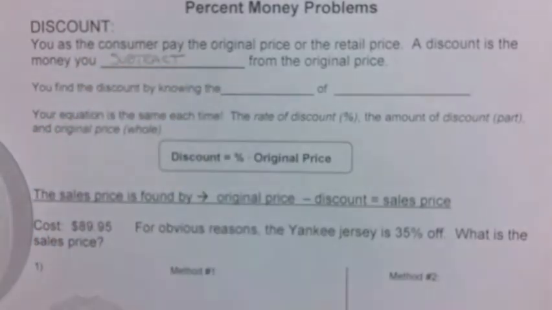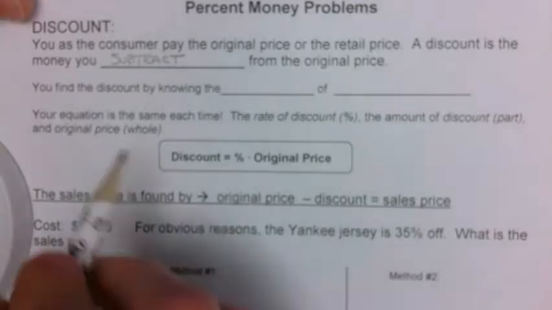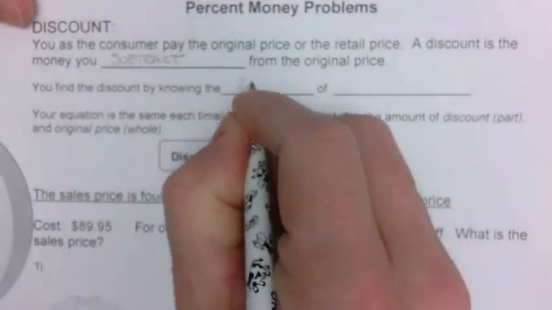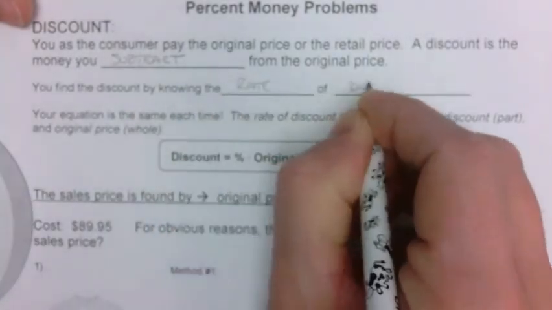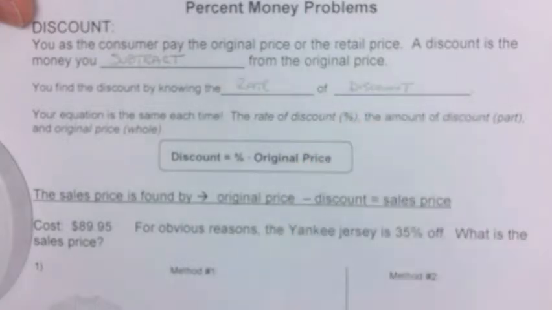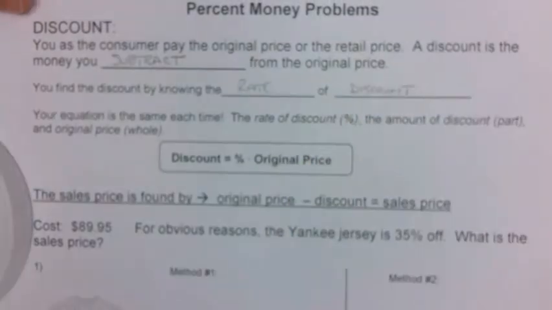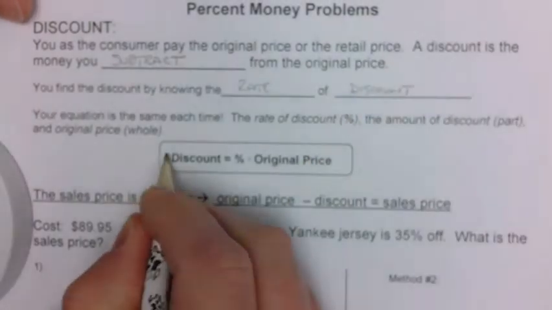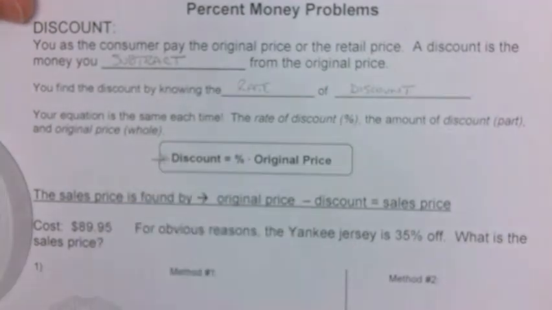When there's a discount, it means it's on sale, so you're going to subtract the discount from the original price. You find the discount by knowing the rate of discount. In our problems, the rate's going to be written as a percentage. But when we use this equation, discount is a percent of the original price, our percentage, we're going to change into a decimal. In order to find the sale price, you do the original price minus the discount.